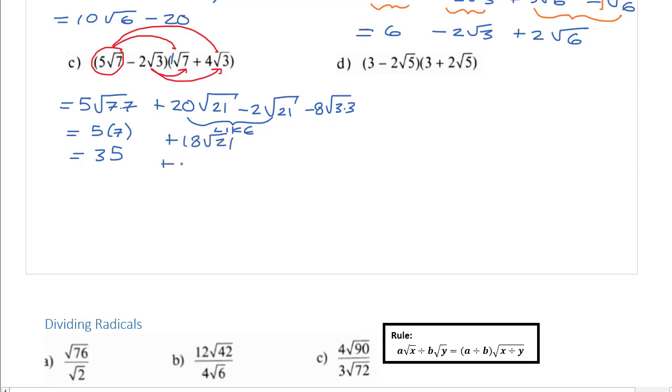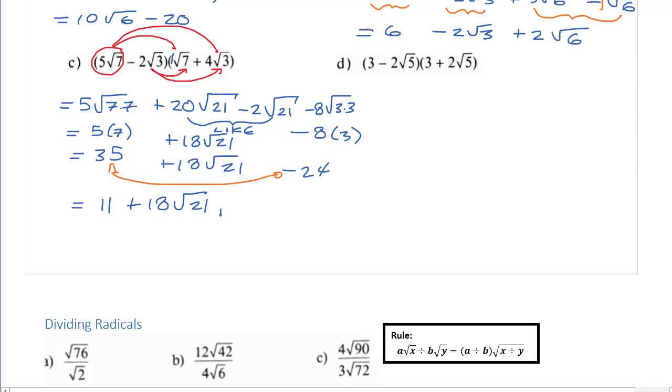Root 21, I'm just going to move that down a step. And the 8 times the square root of 3 times 3, it's the same as square root of 9. So it's just 8 times 3, which gives me 24. And to finish it up, the 35 and the negative 24 are like, so we can subtract those. 35 minus 24 is 11, plus 18 root 21. And there's our final answer.